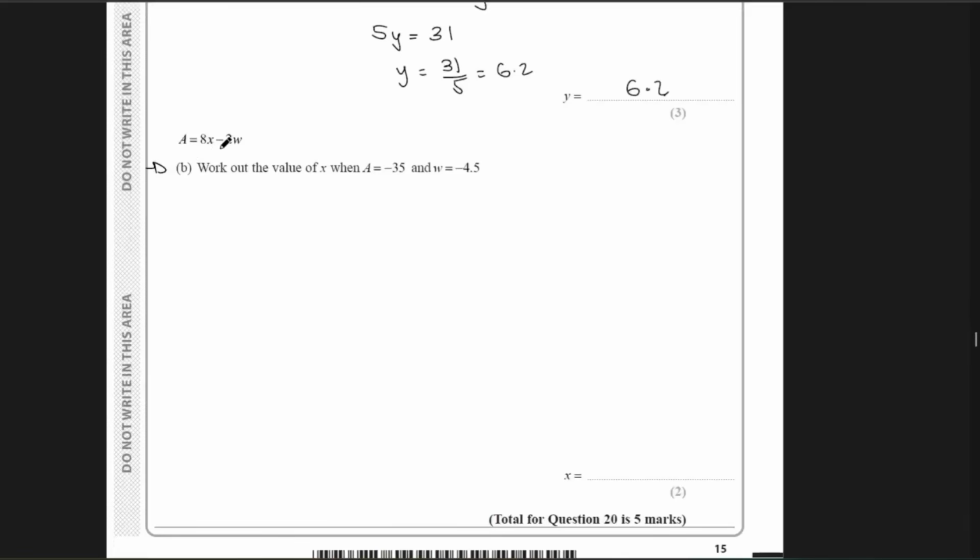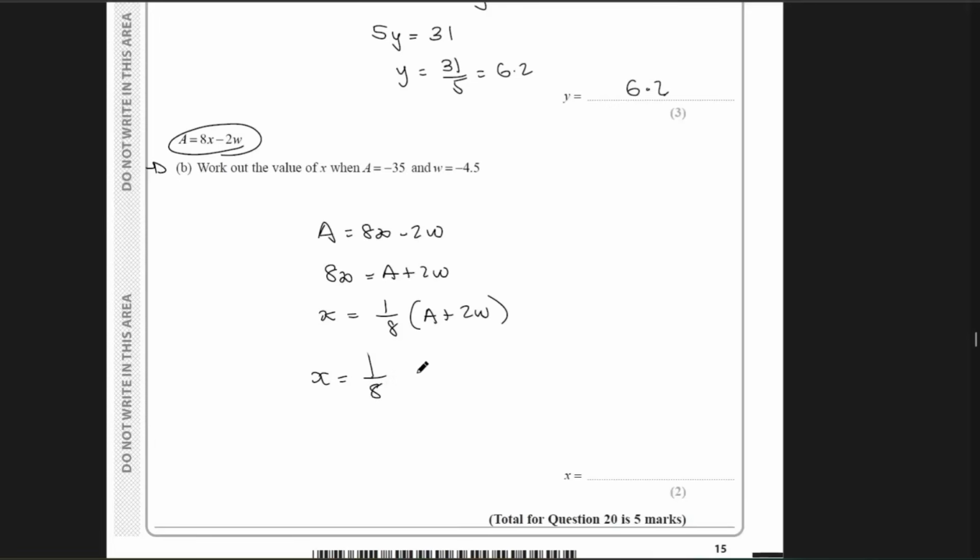Okay. Question B, we have an equation a is equal to 8x minus 2w. We need to work out the value of x when a is equal to minus 35 and w is equal to minus 4.5. So a equals 8x minus 2w. We can make 8x the subject. 8x is equal to a plus 2w, and then x is equal to 1 over 8, a plus 2w. And we can substitute the values of a and w to get the value of x.